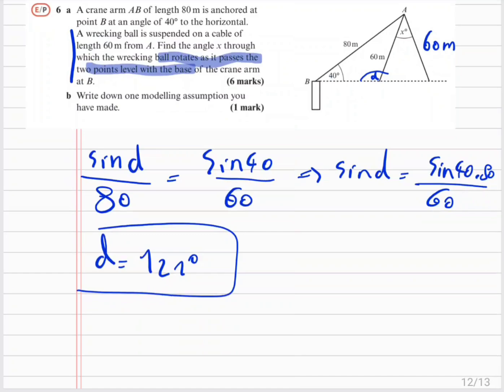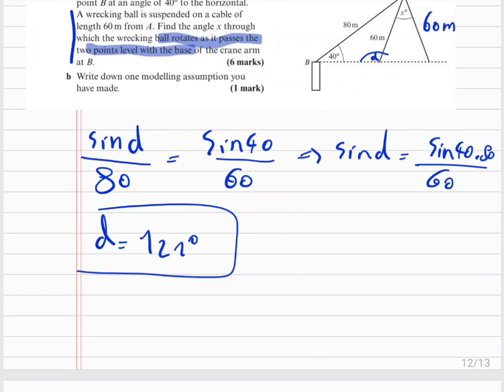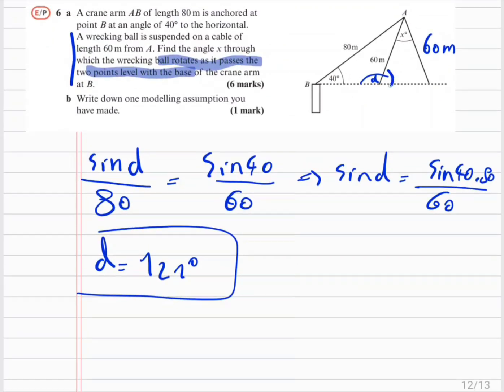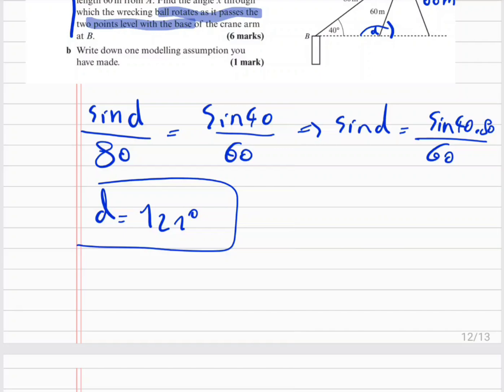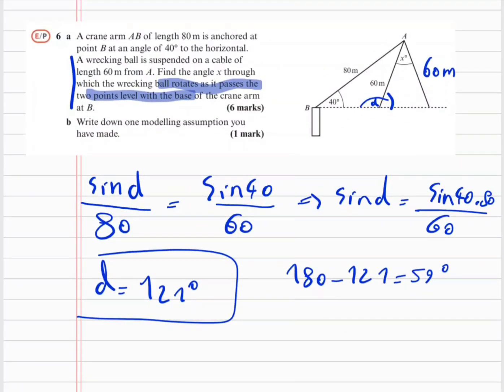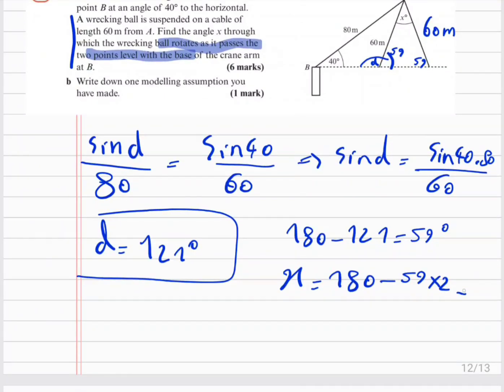Now that we know that this angle is 121 degrees, we can simply work out this angle, which is 180 minus 121, and that is 59 degrees. But remember that this is an isosceles triangle. So if here is 59, then here is also 59, and therefore x is equal to 180 minus 59 times 2, which gives us 62 degrees.